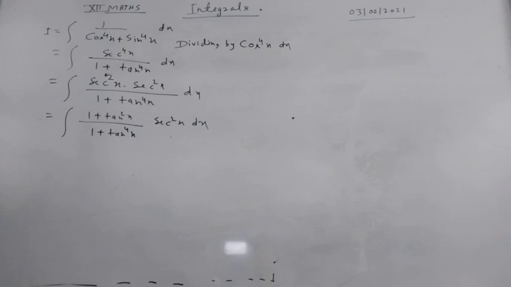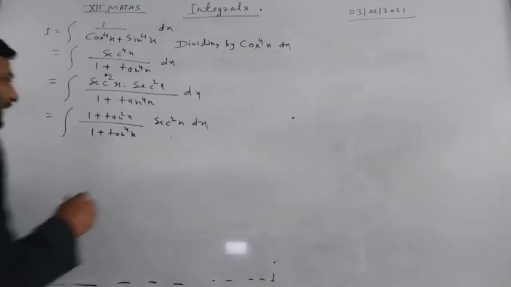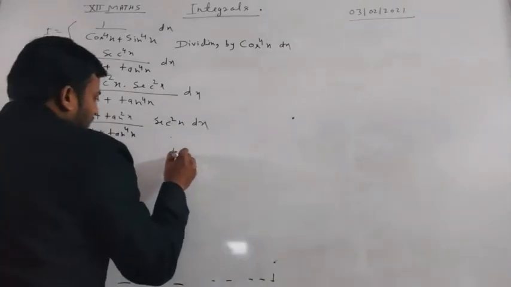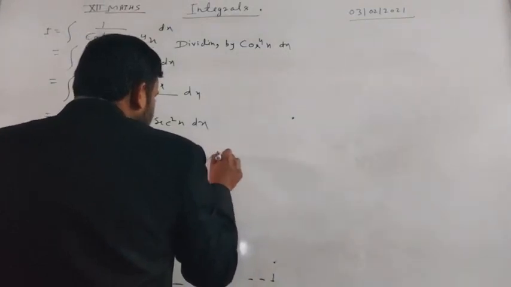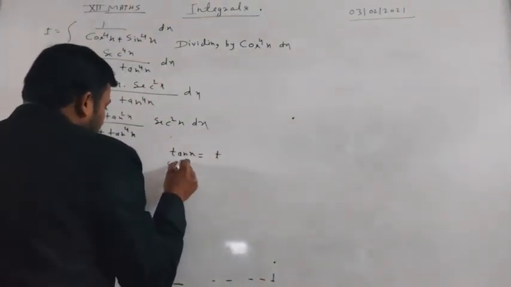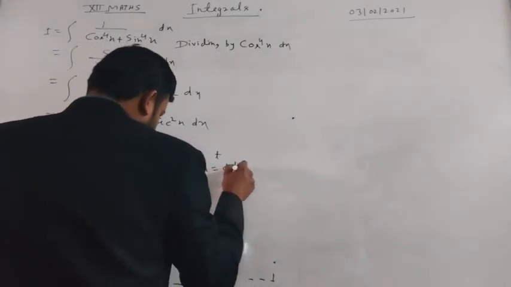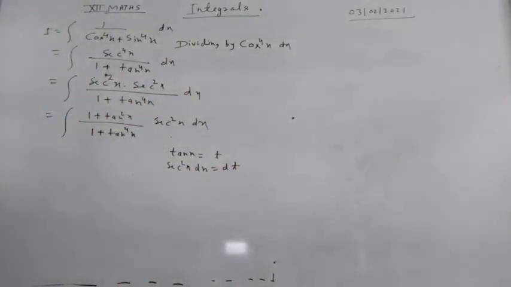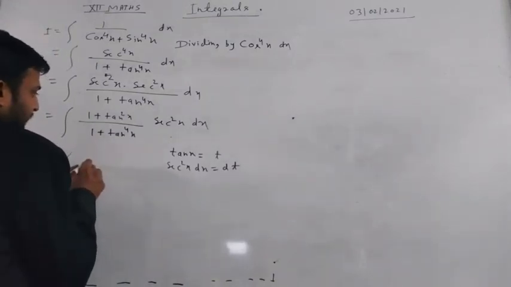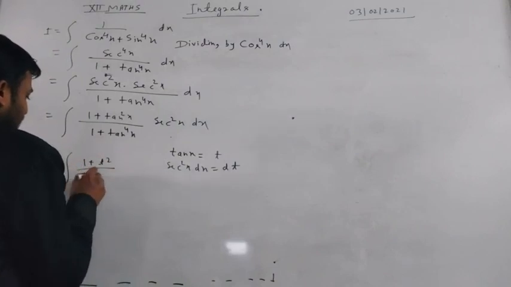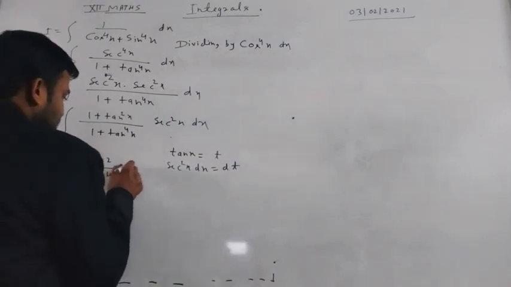Now here we can write, students, we let this tan x is equal to t, students. So this we can write sec square x dx is equal to dt. Okay. So now this we can write 1 plus t square by 1 plus t to the power 4 dt.